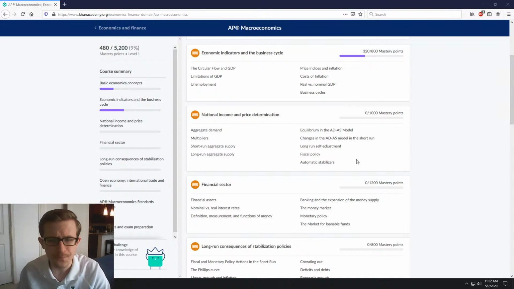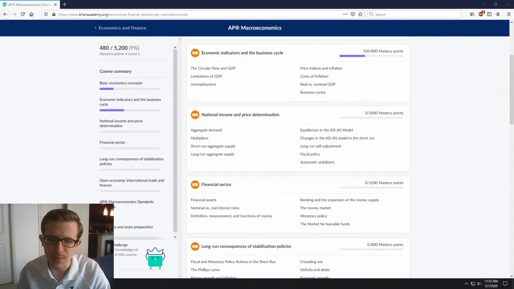Academy. Again, highly, highly recommended. Trying to see if there's some kind of good... There's a good one here. Multipliers are an important thing. Doubt you'll be asked about them.